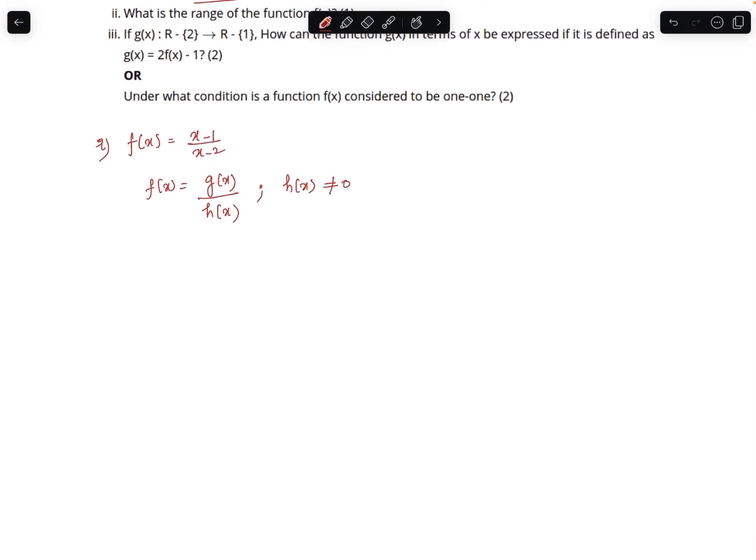In our given function, we have x minus 2 in the denominator, which means x cannot take 2. If it takes 2, the denominator will become 0, and division by 0 is not valid. Therefore, x does not take 2. Therefore, the domain of f is all real numbers except 2.